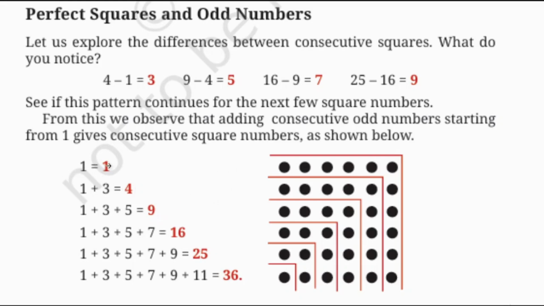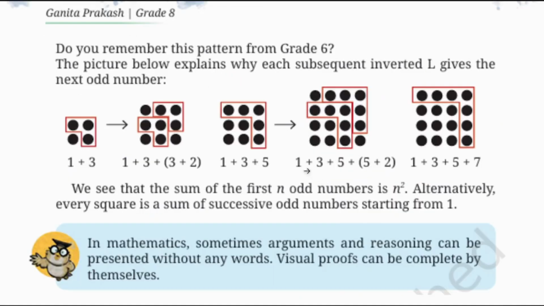For example, 1. Now 1 and the next odd number is 3. So if we add 1 and 3, we will get 4. If we add 1, 3 and 5, we will get 9, which is the third square number, and like this we can get more. Okay, so here you can see it is clearly framing a square, right?